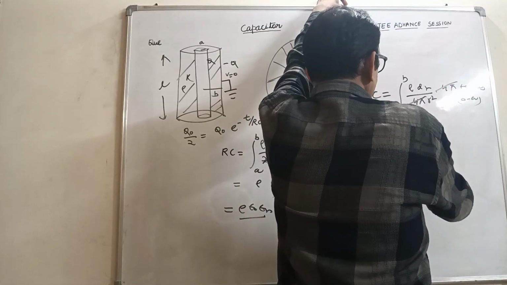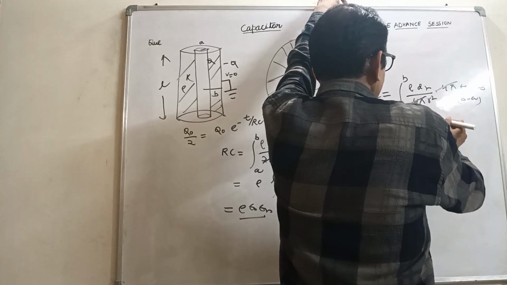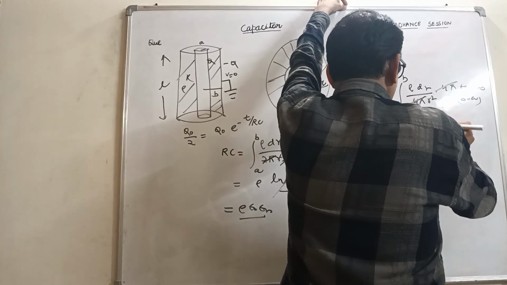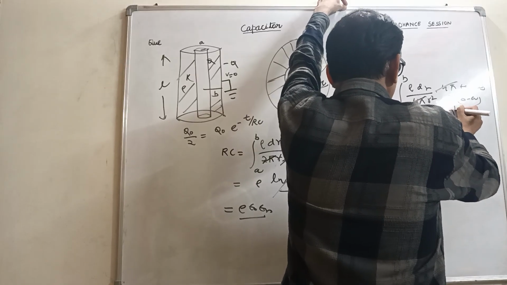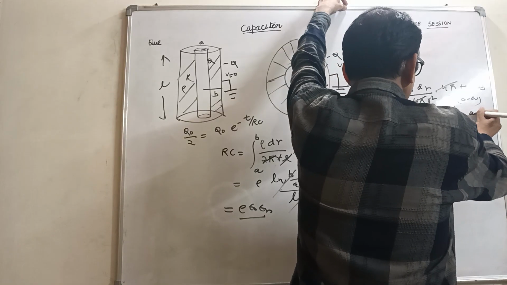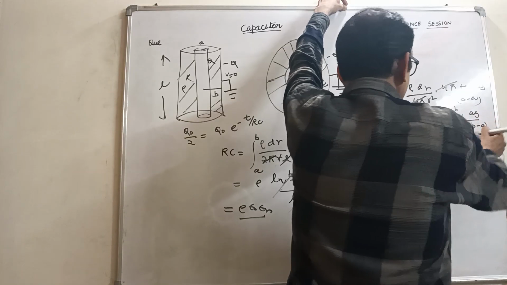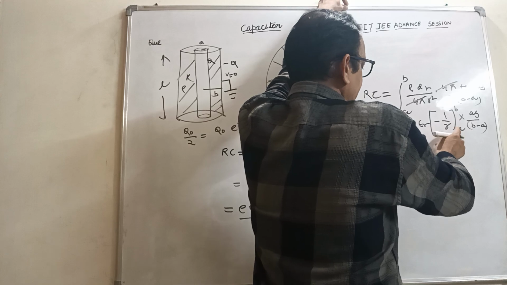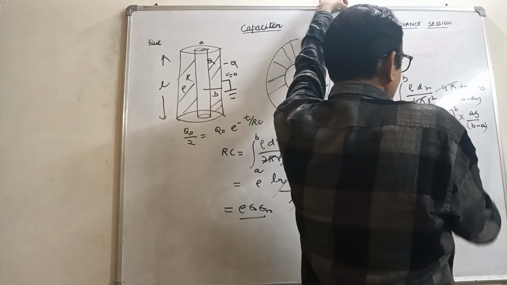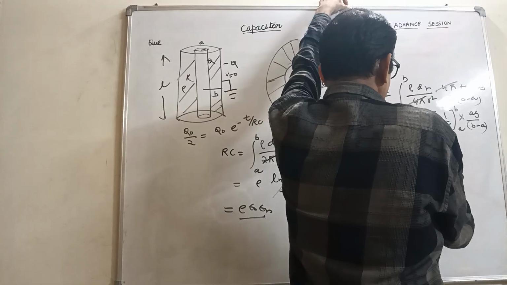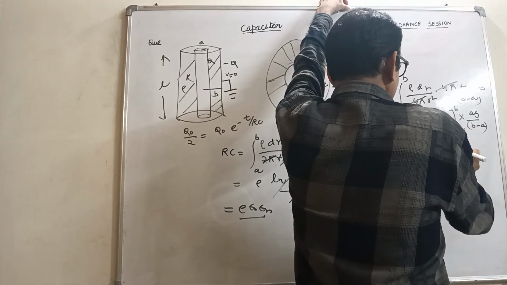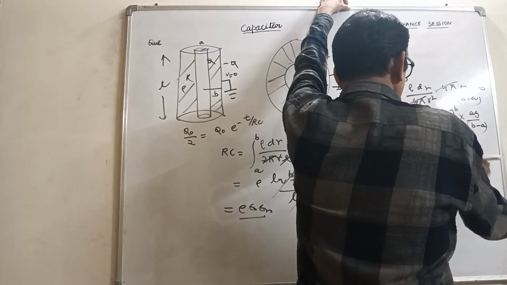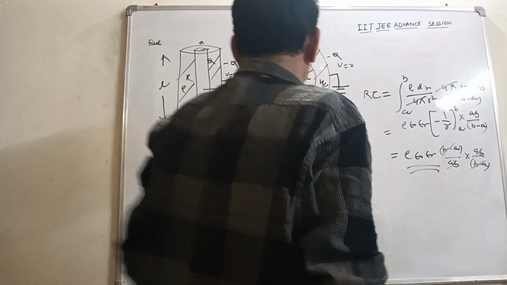1 upon r squared gives rho epsilon naught epsilon r, and the integration would be minus 1 upon r, with limits b to a, and we know AB upon B minus A. Putting in the values, this becomes b minus a upon ab. So this term cancels out, and this gives the same result here.